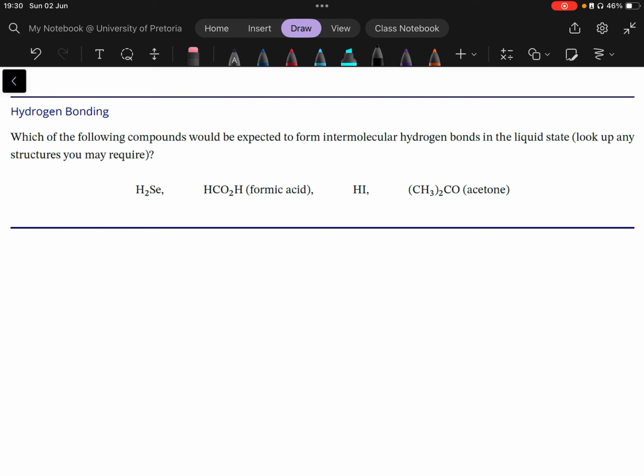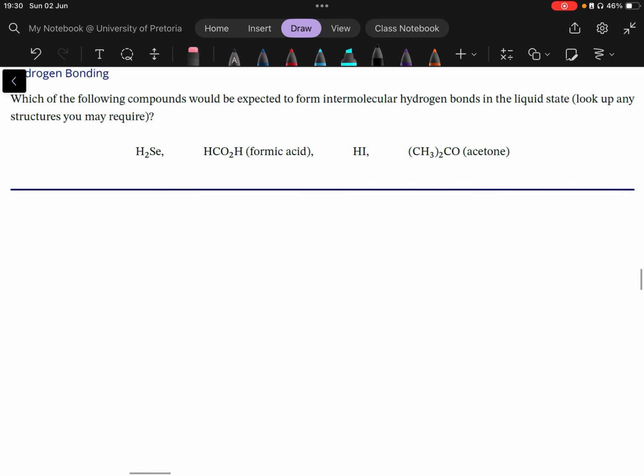Right. So we're looking in our series on intermolecular forces. We're continuing on, and this video focuses on the idea of hydrogen bonding. And I have a couple of compounds here, and I want us to look at which one of these compounds would we expect to form intermolecular hydrogen bonds in the liquid state. We can look up any structures that we may require.